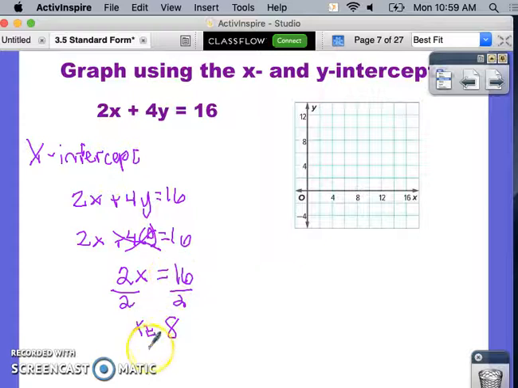All right, that is an actual equal sign. I don't know why it looks like that, but x is equal to 8. So for my ordered pair, what's my first number? My y was 0, right? I replaced y with 0, so my x was 8. So I have a point.